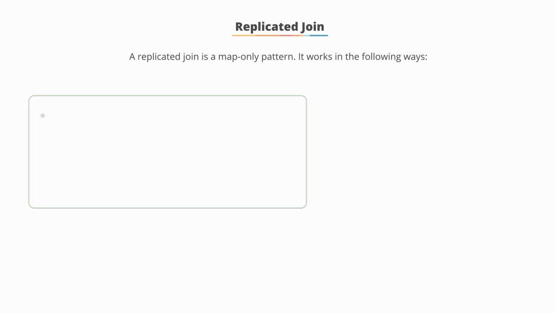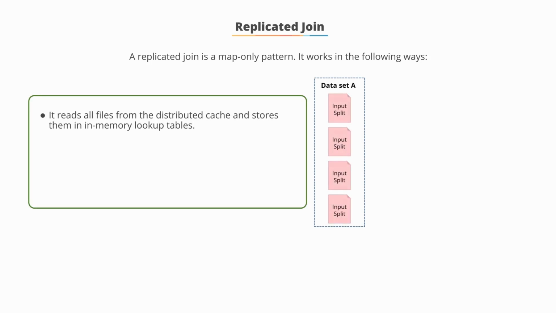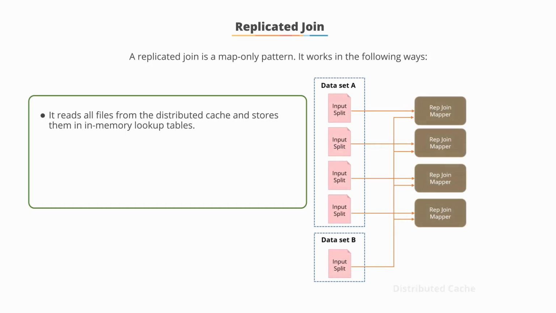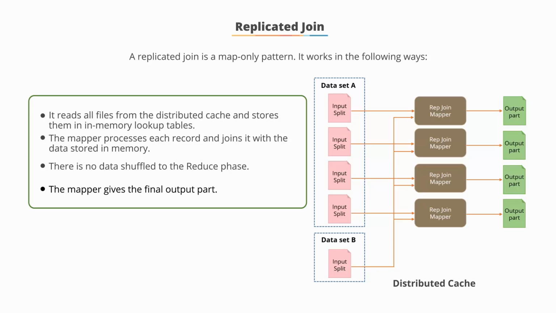Replicated joins. A replicated join is a map-only pattern, in other words, it does not use the reduce phase, and works as follows. It reads all files from the distributed cache, and then stores them in in-memory lookup tables. The mapper processes each record and joins it with the data stored in memory. There is no data shuffled to the reduce phase. The mapper gives the final output part. This type of join is typically very quick.